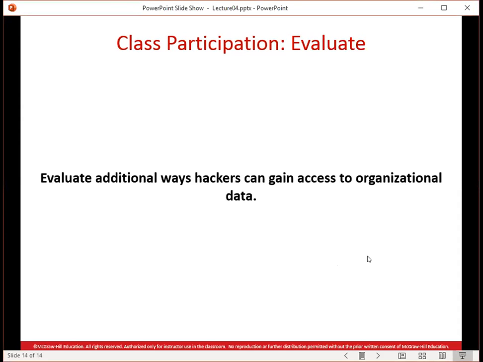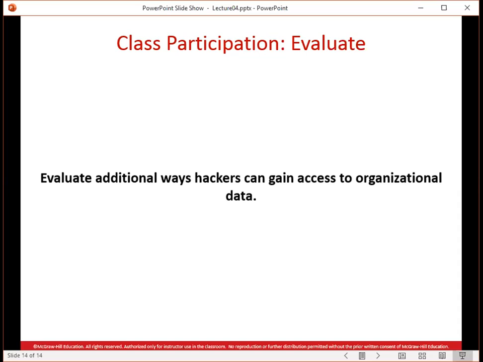Evaluate additional ways hackers can gain access to organizational data. Well, oftentimes, if they can gain physical access to the office, they will have direct access to hard drives. So that is a definite security concern.